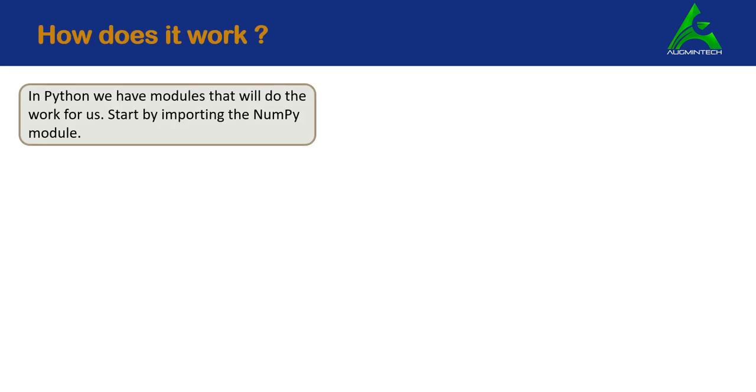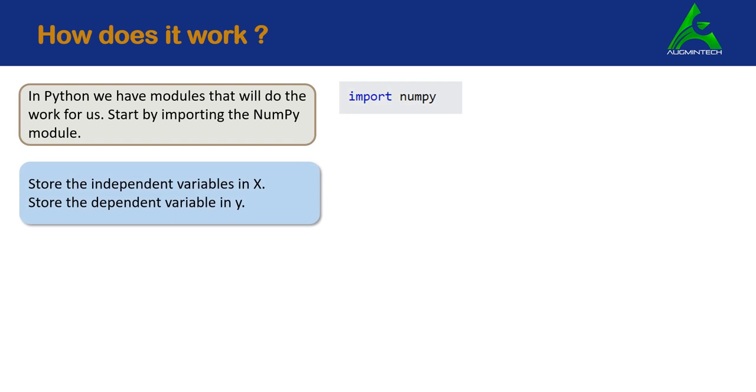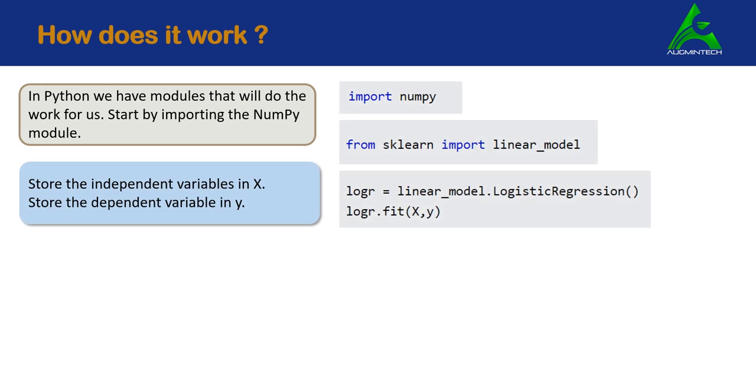In Python, we have modules that will do the work for us, starting by importing the numpy module. We first import numpy, then store the independent variable in x and the dependent variable in y. Then from sklearn, we import the linear model, and create a variable called logr that equals linear model dot logistic regression, and then we fit the x and y variables.